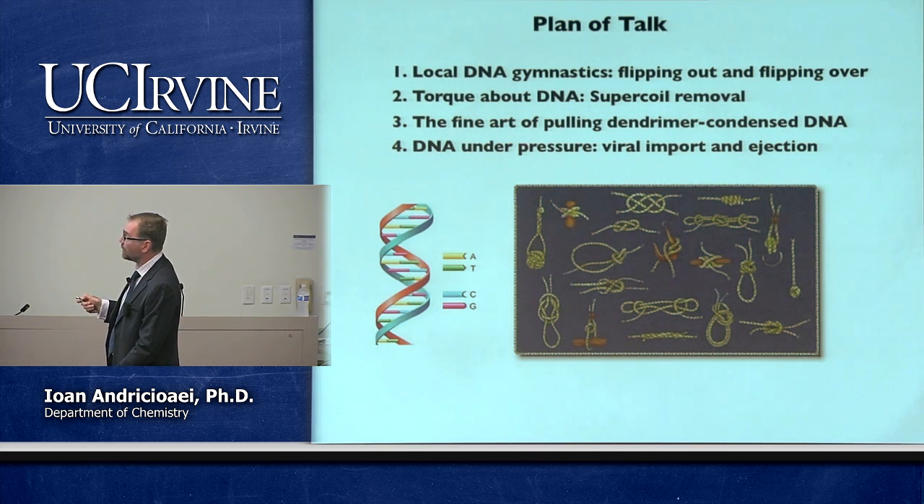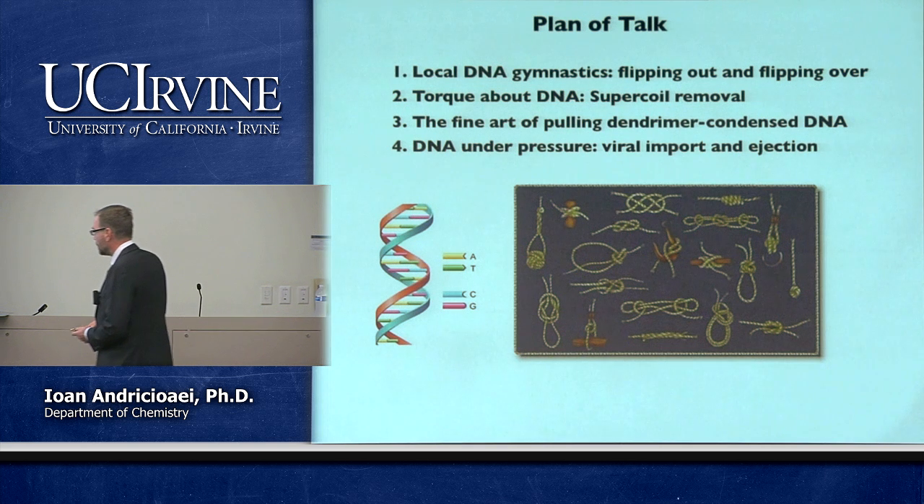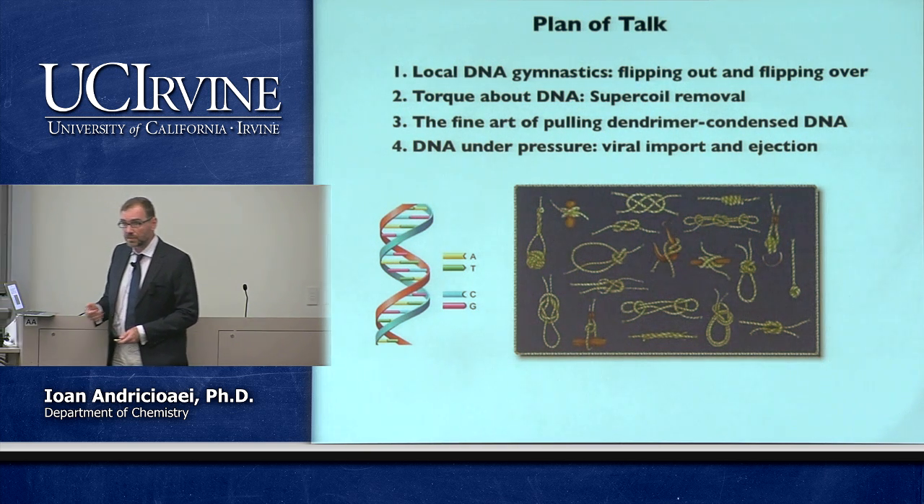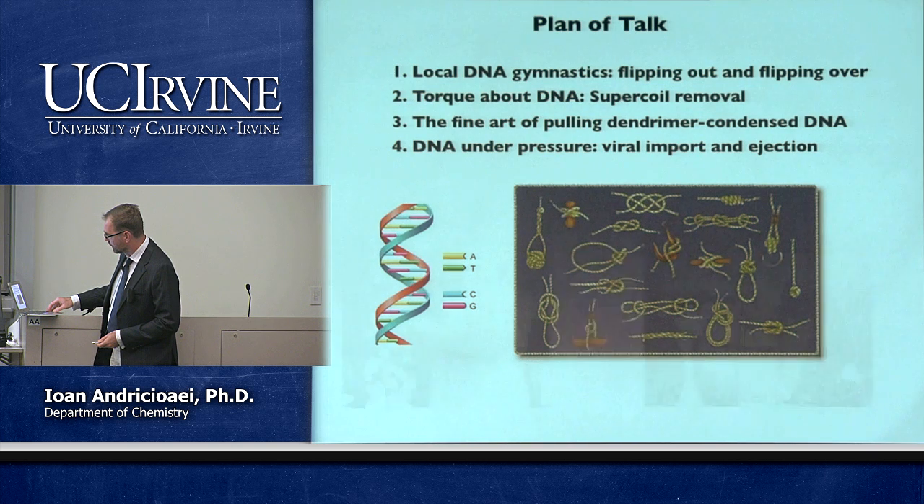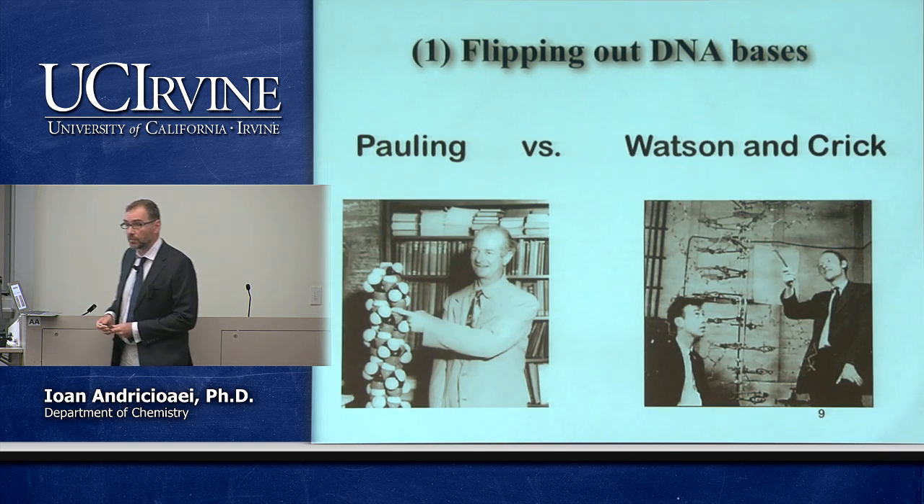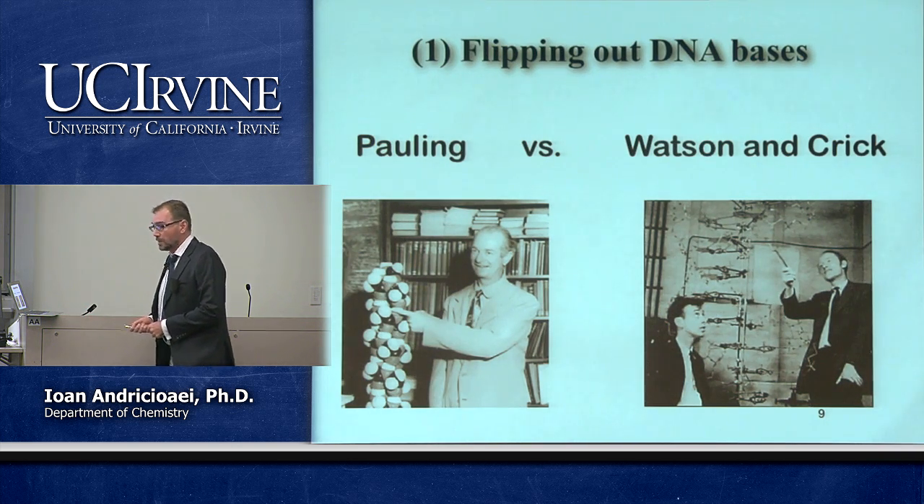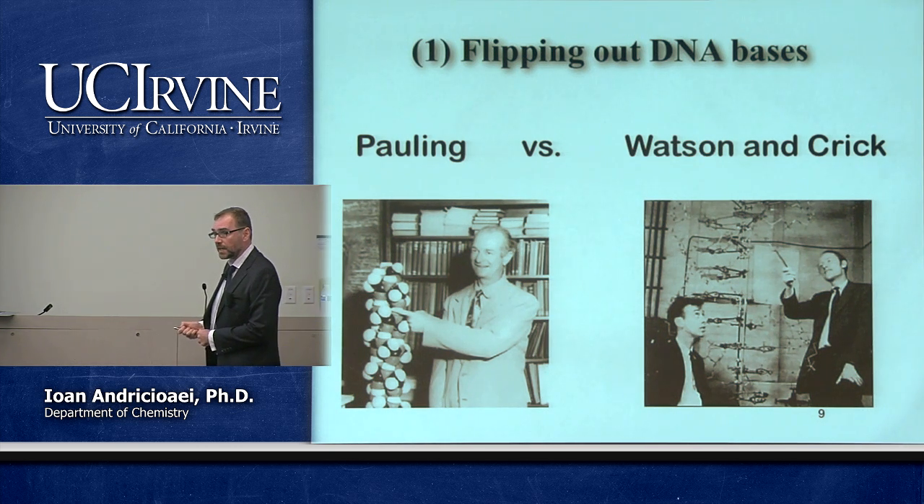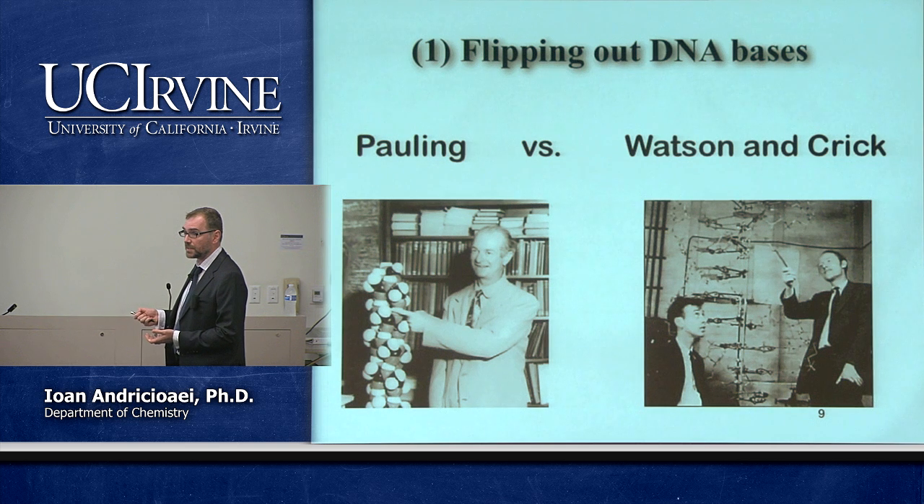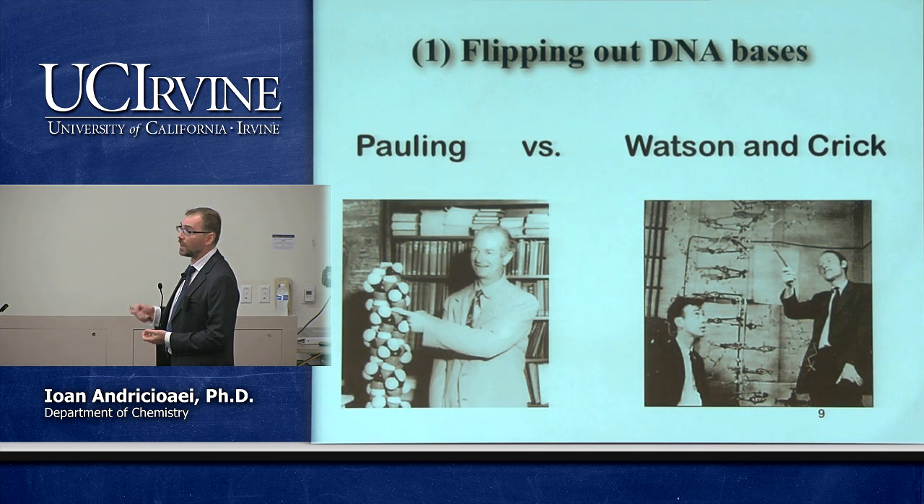And lastly, I will talk about the way in which DNA gets out and goes into the viral capsids to undergo viral import and ejection. So let's start with the story. We will discuss the local DNA gymnastics involving flipping out DNA bases.